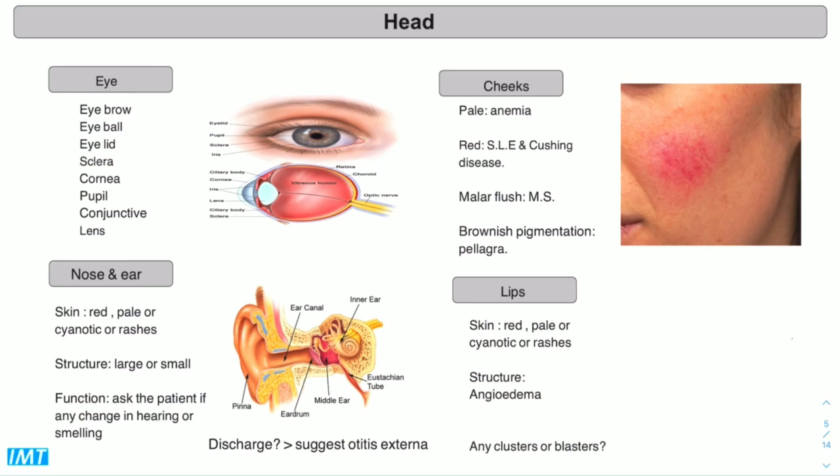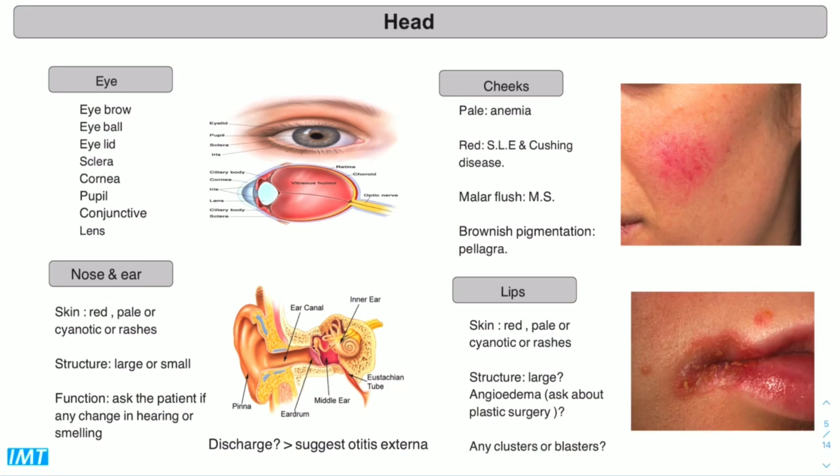Next point to evaluate is the lips. For the lips, we look at the skin for redness, paleness, cyanosis, and rashes. Next evaluation point is the structure: if it's large, if there is any angioedema, we ask about any previous plastic surgery, or the presence of clusters of blisters. As you can see here, this condition is called cheilosis. Cheilosis is due to infection, which suggests herpes labialis, or any other infections.